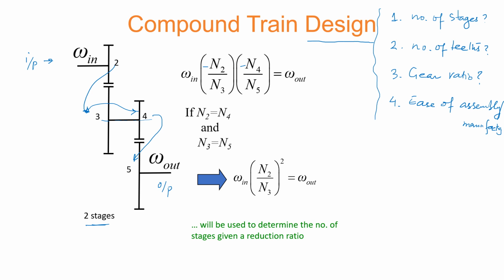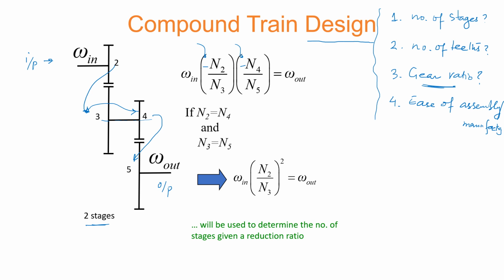Now at this particular stage, I can say that if I choose the number of teeth appropriately, N2, N4, N3, and N5, I can achieve any demanded gear ratio. And if two stages are insufficient to provide me that gear ratio, I can obviously add another stage and try to achieve that gear ratio.